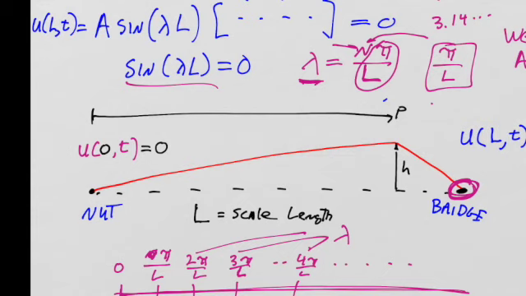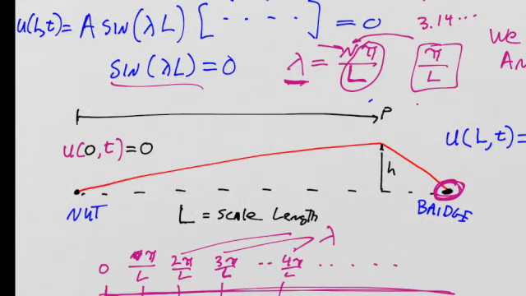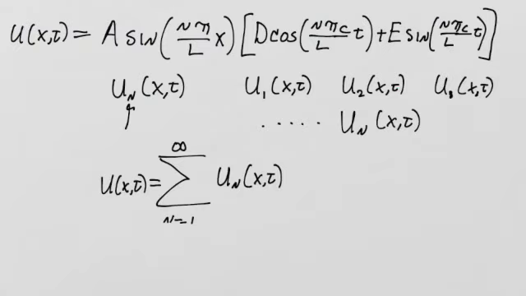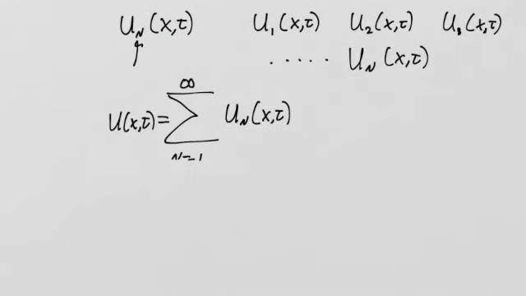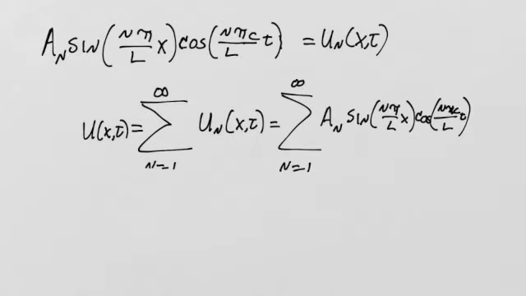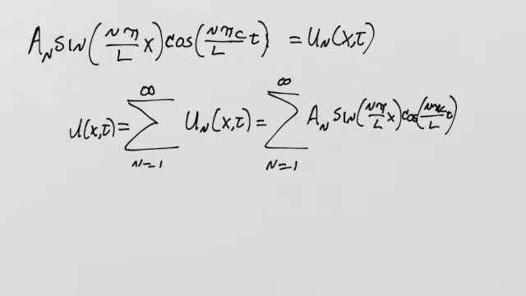That's the last one we used. We used the fact that the string was fixed at the nut and the bridge. What we haven't used up is the shape of the string at time t equals 0. So we now know that this expression here is our expression for the entire shape of the string at any time.